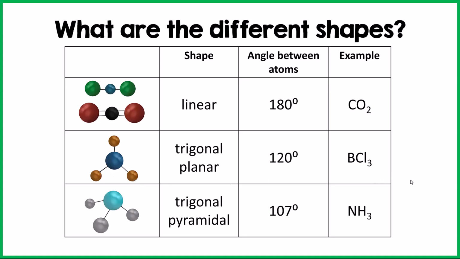The third shape is trigonal pyramidal. And just as it sounds, we're talking again about three atoms around a central atom. This time, we are forming a pyramid rather than them all being on the same plane as for trigonal planar. We're forming a pyramid shape where these three atoms are being bent lower and away from some lone electrons up here. The angle between the atoms here is going to be 107 degrees. And an example of that is ammonia, which is NH3.